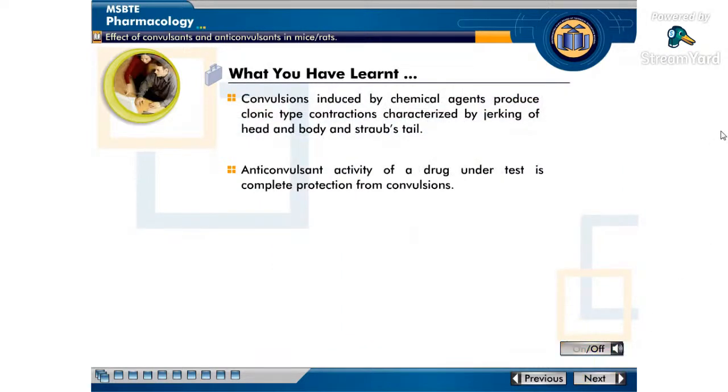You have learned that convulsions induced by chemical agents produce clonic type contractions characterized by jerking of head and body and stiff tail. Anticonvulsant activity of a drug under test is complete protection from convulsions.